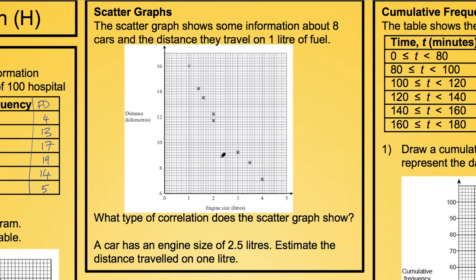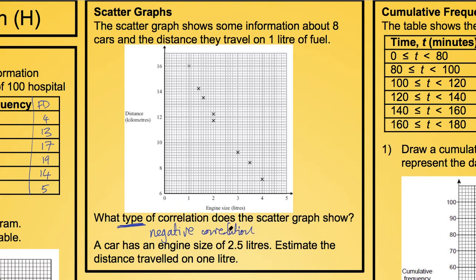Well, we can see that as engine size increases, the distance travelled decreases. So smaller engine, further distance on 1 litre. If it's a downward slope, that is just a negative correlation, and when it asks for the type, it's just saying positive or negative or no correlation. So we're saying negative correlation is the answer here.